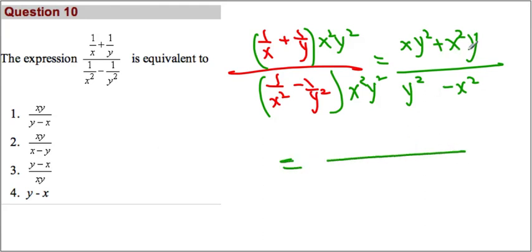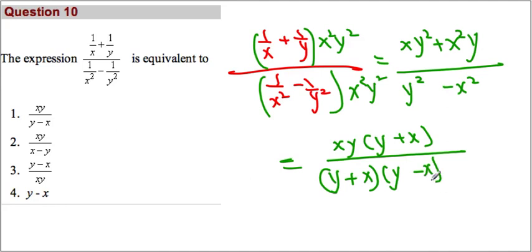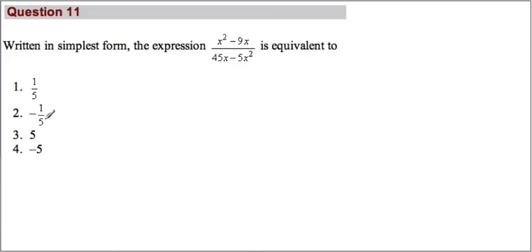Then here, what do we realize? xy is common. Then we have y plus x, while in the denominator we have y plus x and y minus x. So these two cancel out. We have finally xy over y minus x becomes our answer, which is choice 1.